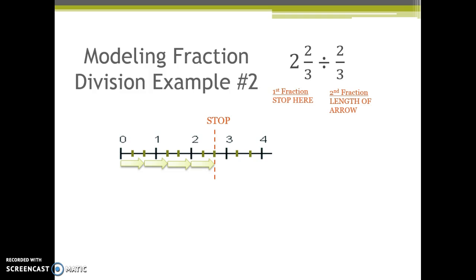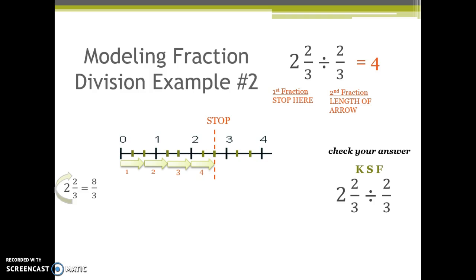So right now I have 4 arrows. So your answer for this problem is 4. So we're going to, once again, I'm going to have you check everything. So we're going to check my answer. So I'm going to do keep, switch, flip again to check my answer.